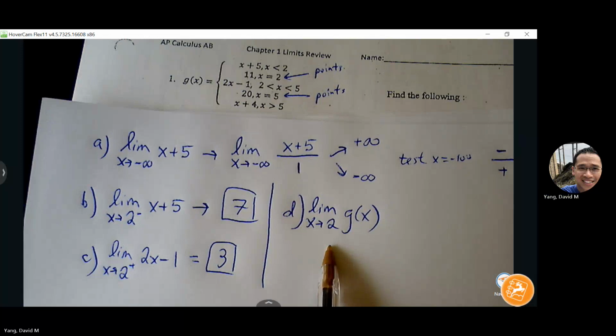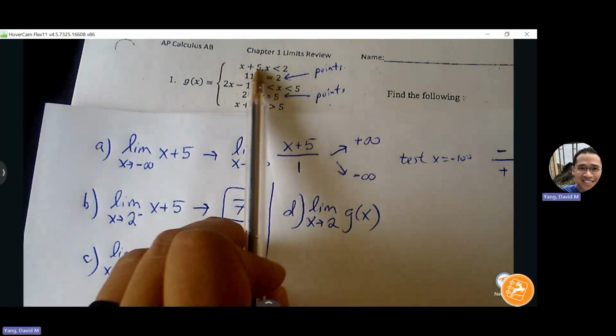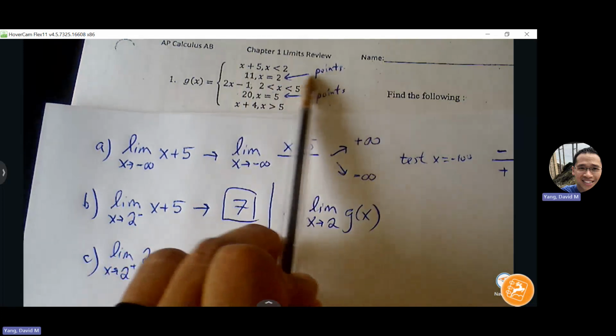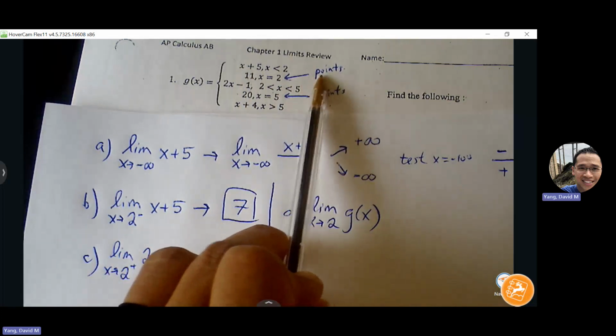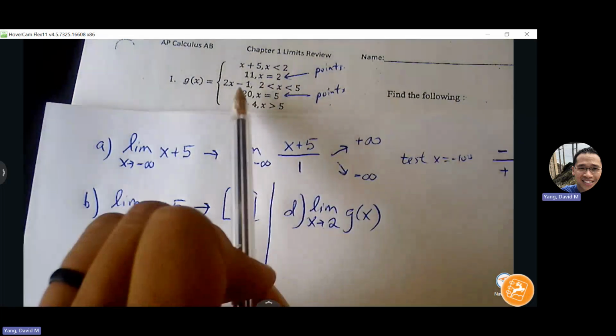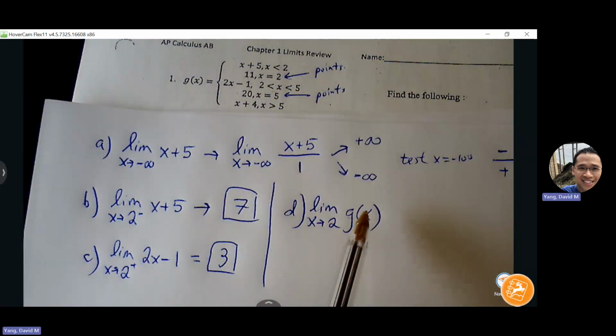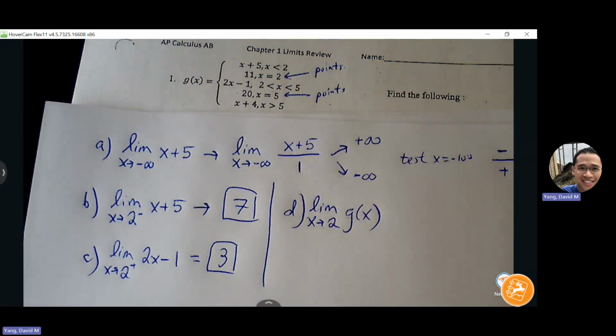Should be 11. That's the temptation, right? We want to look at that 11, but that's the point. We never care about the point itself. If it was asking for g of 2, that's perfect. g of 2 would be 11, but for the limit, that's just the point here. We want to look at the approach from both sides.